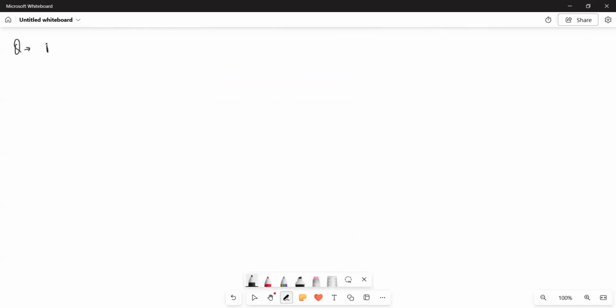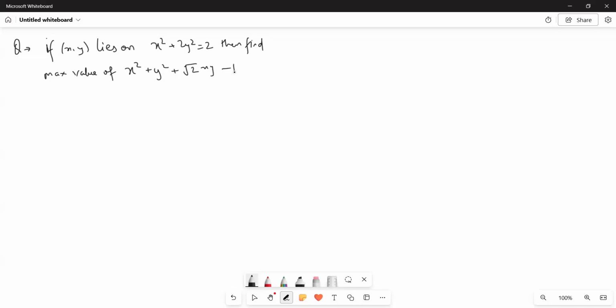Okay, next question. If a point (x, y) lies on x square plus 2y square is equal to 2, then find the maximum value of the expression x square plus y square plus root 2xy minus 1.